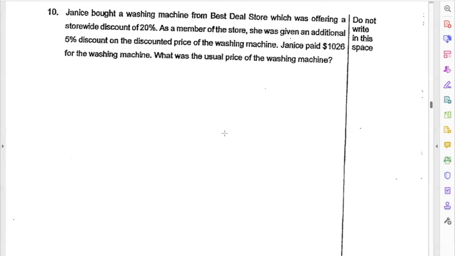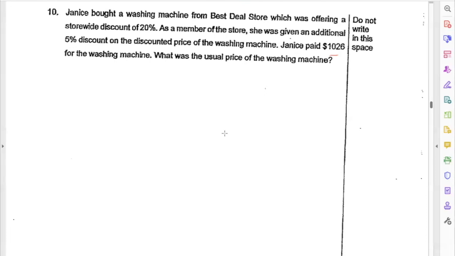First, you must understand that there are 2 stages here. One is she gets a 20% discount off the original price. Then she gets another 5% off the discounted price. And then the final amount Janice paid is $1026.